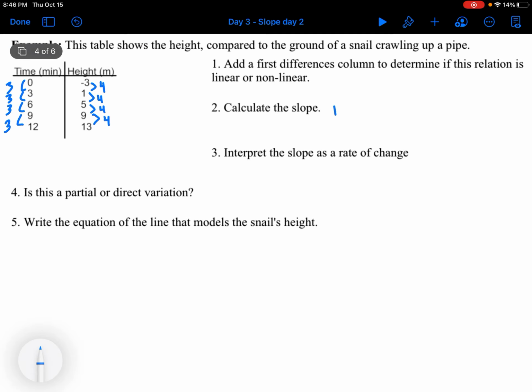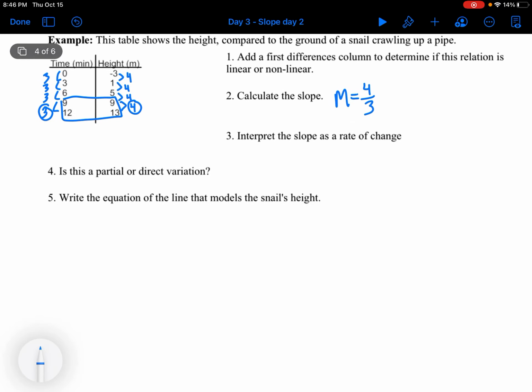It says calculate the slope. Well, we know the slope is equal to the change in y over the change in x. Now we need to choose two points that are in the same group. So I'm choosing these points. Okay, so we've got 4 over 3. Okay, so there's our slope.